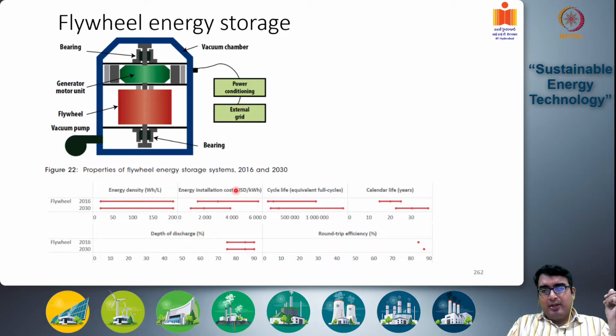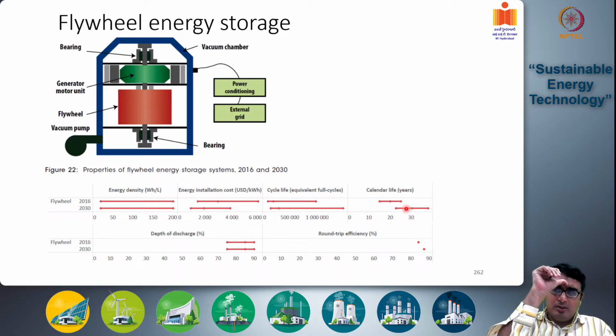Installation costs are expected to decrease. In 2016, the median installation cost is around $3,000 per kilowatt hour. By 2030, it will go down by a third, to $2,000 per kilowatt hour, and the range is also going to go down. Cycle life currently is quite low, around 400 cycles. It is going to increase to around 450 cycles. Calendar life is around 20 years, and it can go up to 30 years.